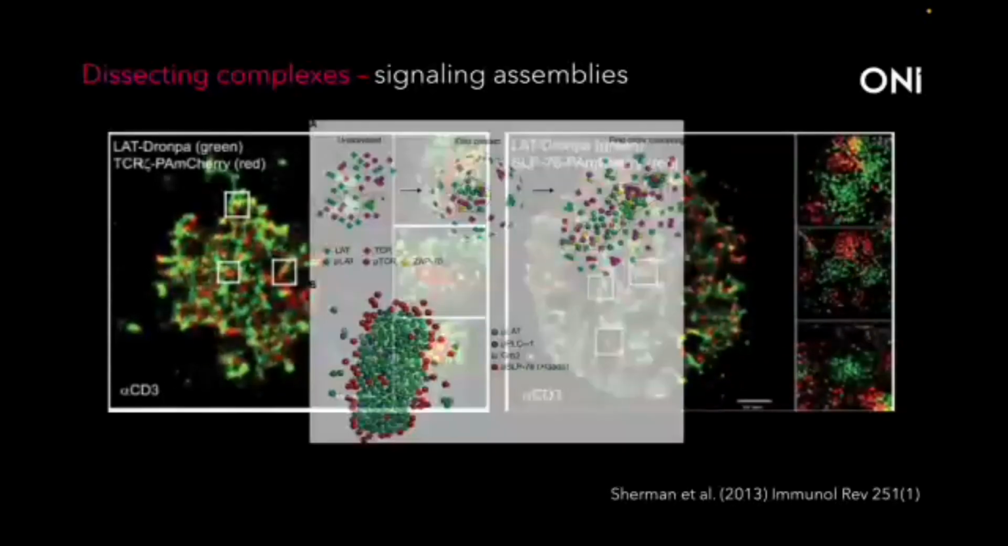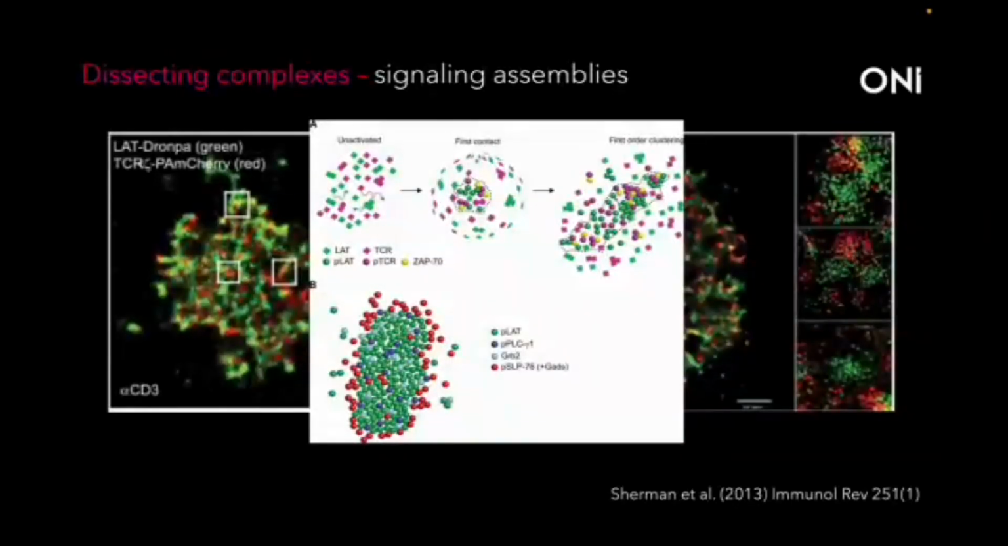And they were able to map out this process where we go from an unactivated cell to initial contact, which leads to phosphorylation of certain molecules, recruitment of effectors such as ZAP70, first order clustering, and then later order clustering, where you end up with an end cluster, a mature cluster, which is very different from the original clusters and has quite distinct clustering and signaling behavior.